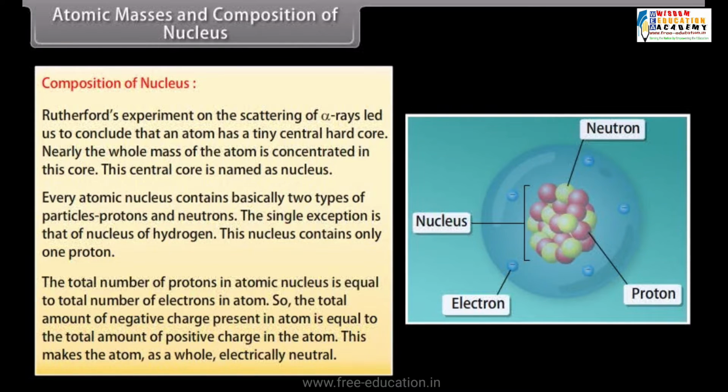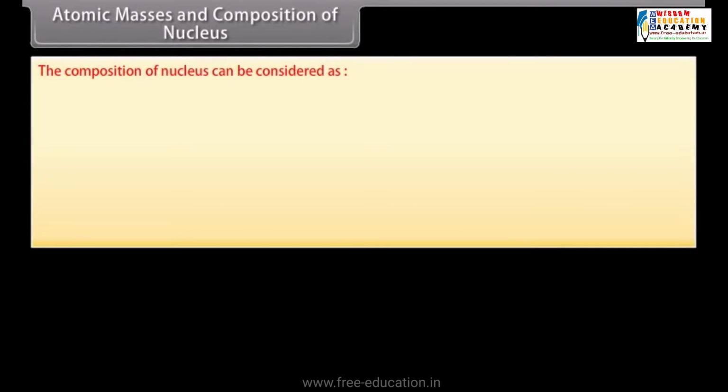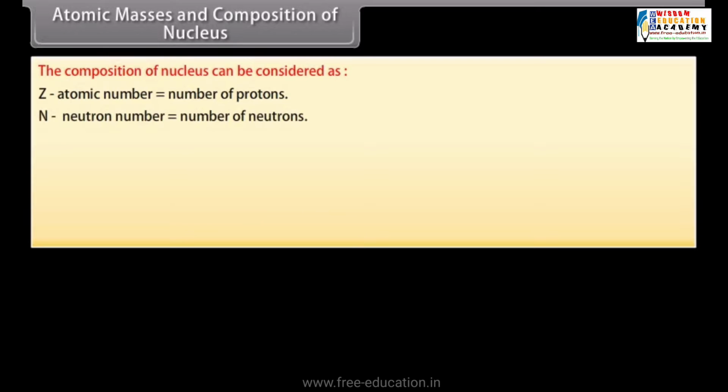The total number of protons in atomic nucleus is equal to total number of electrons in atom. So, the total amount of negative charge present in atom is equal to the total amount of positive charge in the atom. This makes the atom, as a whole, electrically neutral. The composition of nucleus can be considered as: let Z be atomic number, which is equal to number of protons. Let N be neutron number, which is equal to number of neutrons. Let A be mass number, which is equal to Z plus N, the total number of protons and neutrons.